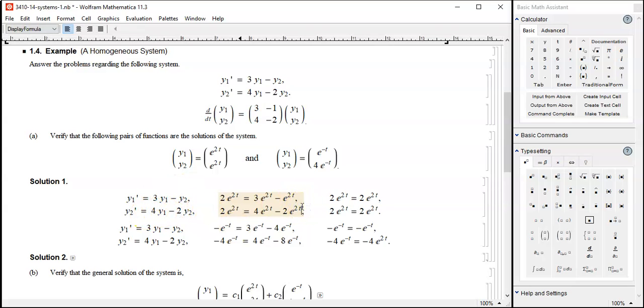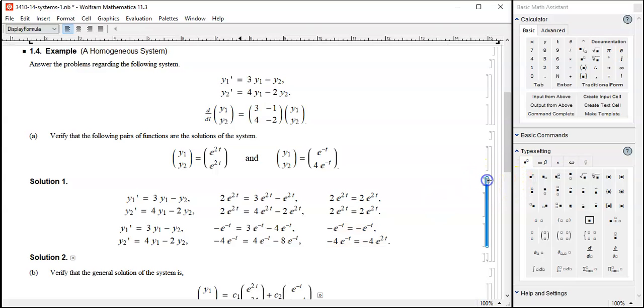Now, is this true? Do some algebra. Yes, it is true. What if y1 is e to the negative t power and y2 is 4 times e to the negative t power? Well, here's the original system, and then plug those in. This is a derivative by chain rule, and that is a derivative. And then plug in all four places and do some simplification. Yes, true, which means these are solutions.